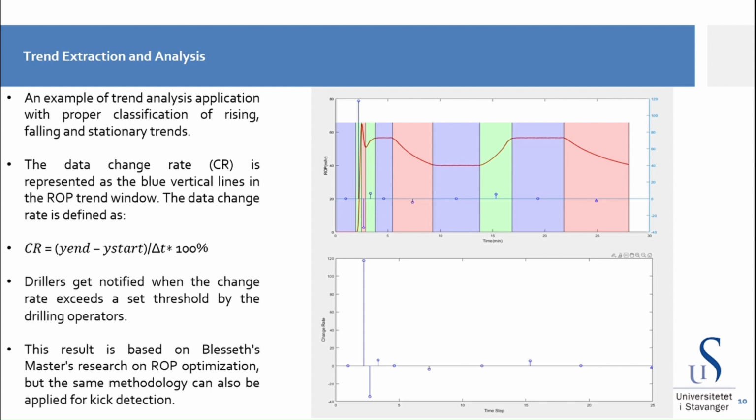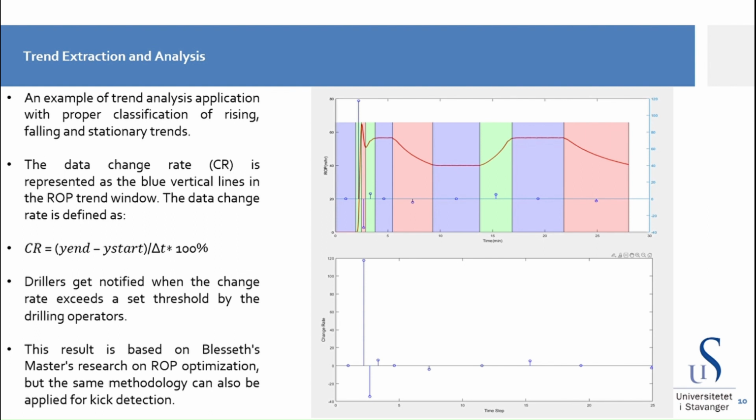Alright, my name is Blessed, and I'll be speaking on trend extraction and analysis. So the reason for this slide is to throw more light on my teammate's work, Axel, who's worked on kick detection using trend analysis. If you can look at this result, you see a chart that shows ROP against time, and ROP because my thesis is based on ROP optimization, and the methodology used is the qualitative trend analysis method.